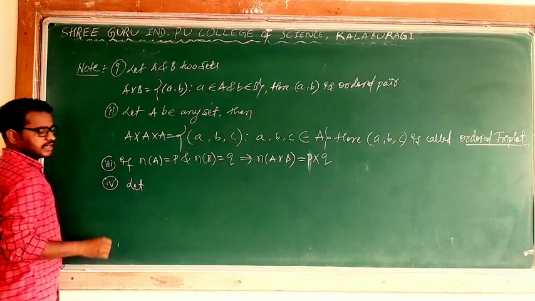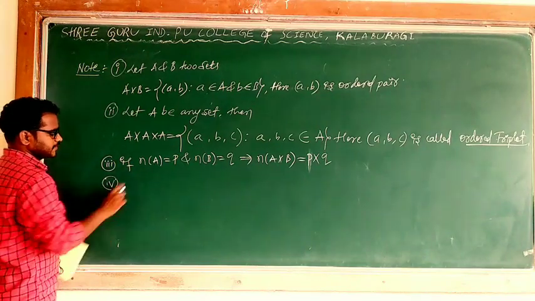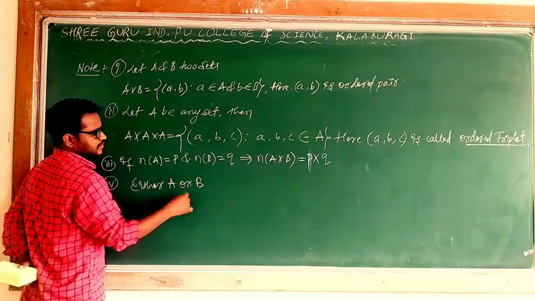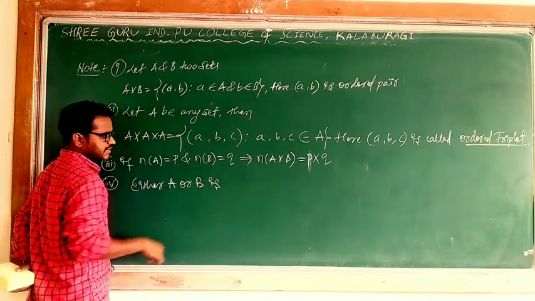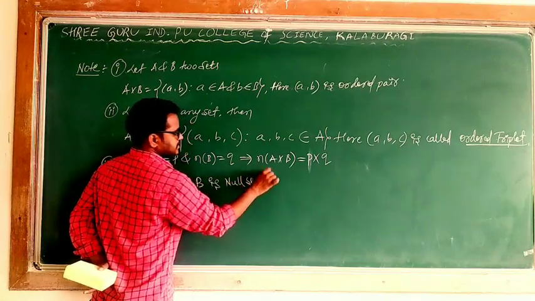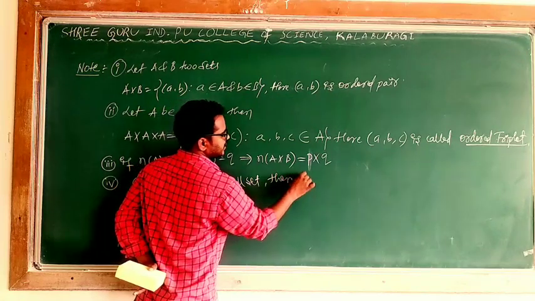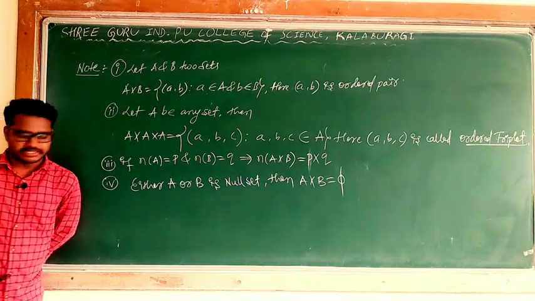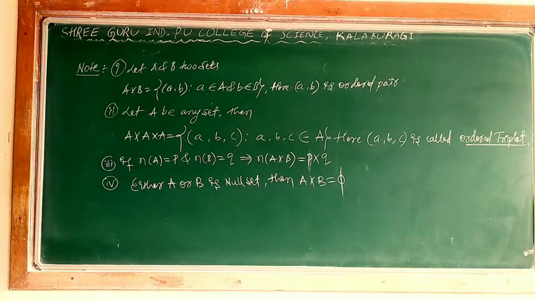Fourth one: let either A or B be a null set, then A cross B is also a null set. That means A cross B will be empty. Whenever either A or B, any one of them, is a null set or empty set, in that case A cross B is always empty, because there are no elements.